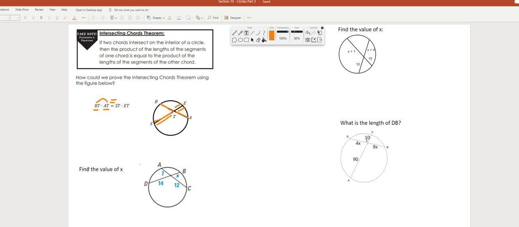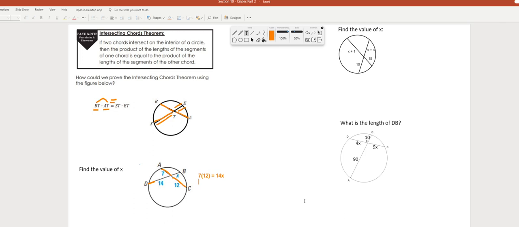So I'm going to do this problem here where it says find the value of x on the bottom. Notice you have from A to here, and there's no letter there. This is 7. From here to here is 12. This segment from D to X is 14. But then notice we have this segment here that is missing. That's x. So what I'm going to do is very simple. You're going to take 7 times 12, the product of those two segments, which has to be equal to the product of the other segment, which is 14 times x.